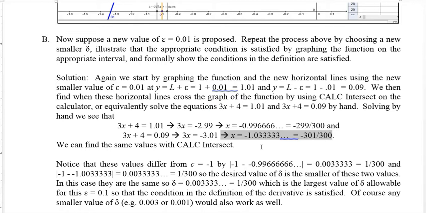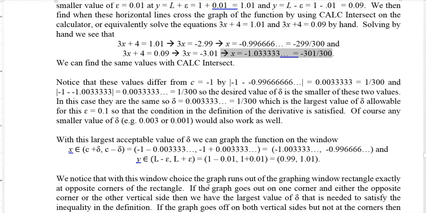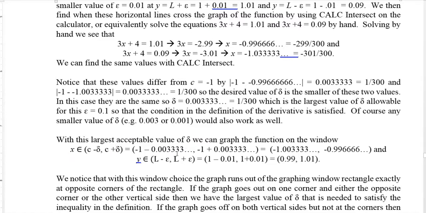And so notice these differ from -1 by 1 over 300. So delta equal to 1 over 300 is the largest value of delta that would be allowable. That generates the window from c minus delta to c plus delta, which is what we have here for x, and x can be anything in that, but x is not c, it's not -1. And when that happens, f of x is in the interval from L minus epsilon to L plus epsilon, which is given there.